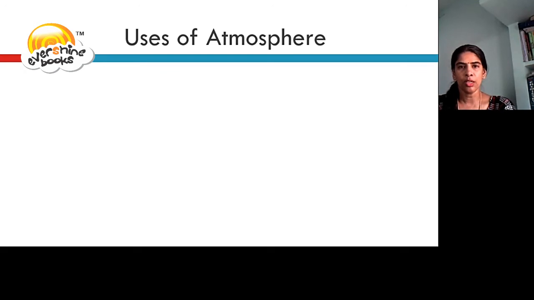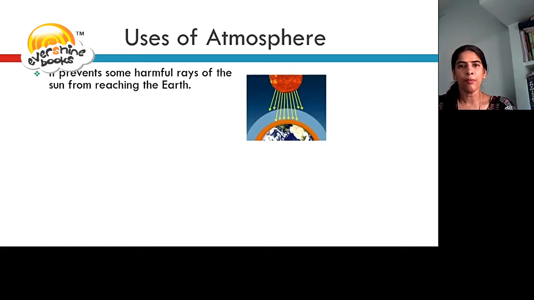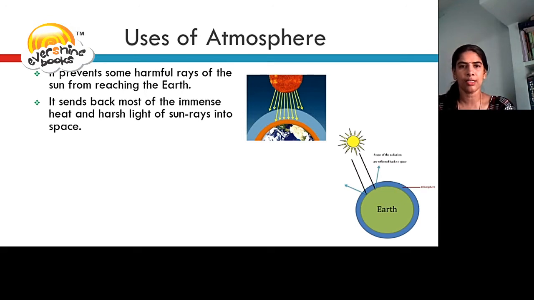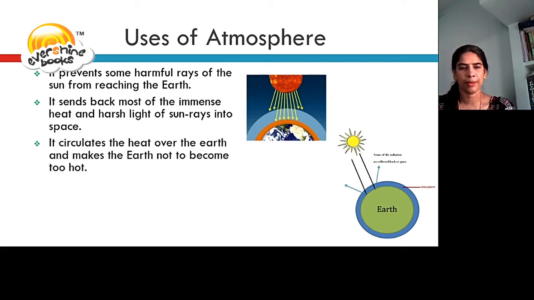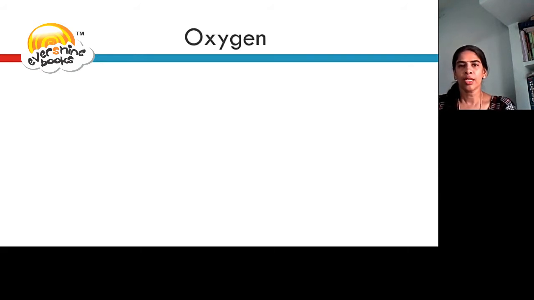Let us now discuss the uses of the atmosphere. The atmosphere prevents some harmful rays of the sun from reaching the Earth. It also sends back some of the immense heat and harsh light of the sun rays into space. It circulates the heat over the Earth and keeps the Earth from becoming too hot. During the night, it does not allow the heat of the Earth to escape, and hence nights do not become too cold for us.